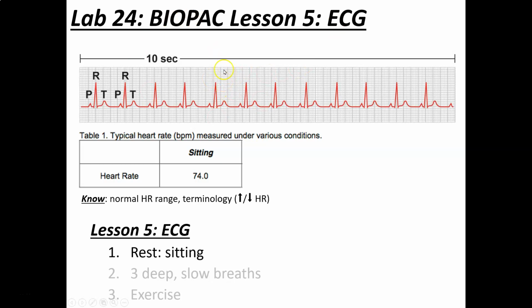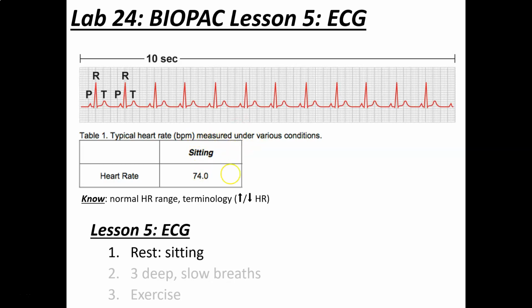And so what we would do here is we would just measure the R-to-R intervals I explained earlier, and just highlight this on the computer. If this was the BioPack tracing, it'd look a little different than this, but you can get the idea. And it would display the heart rate. So for our subject, the heart rate was 74, which is right on the average normal heart rate. You should know the normal range, 60 to 100, and you should know the terminology.